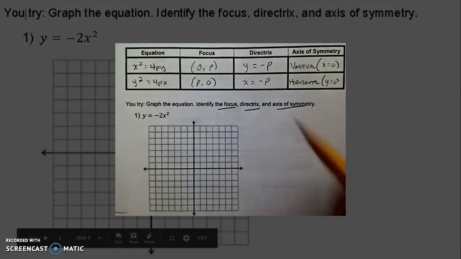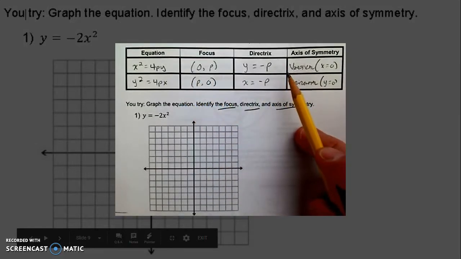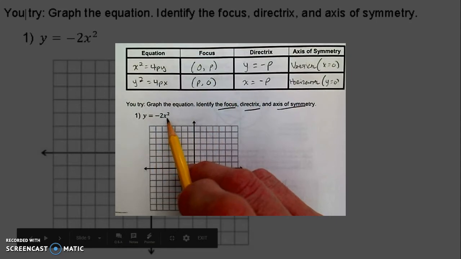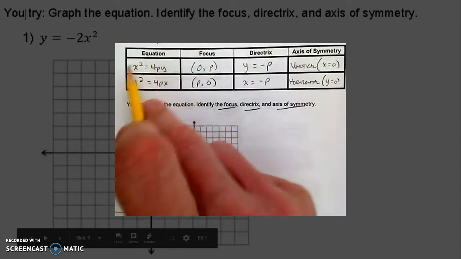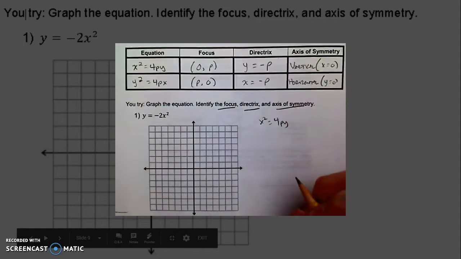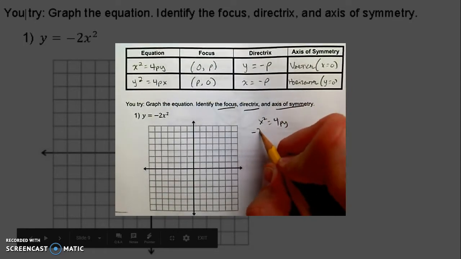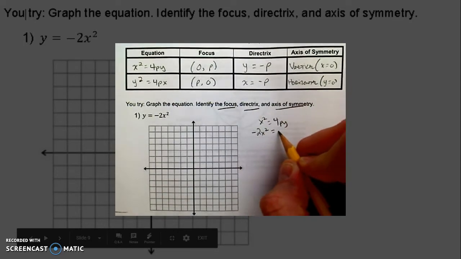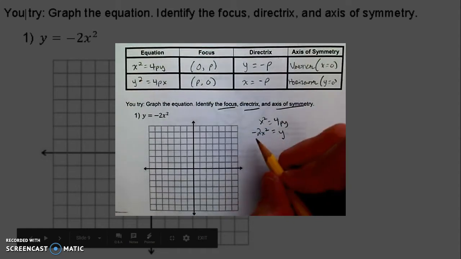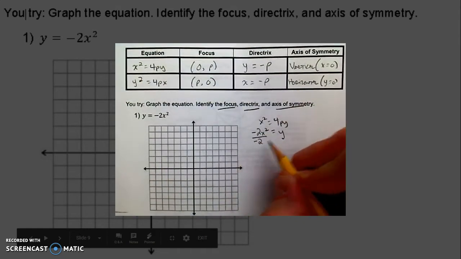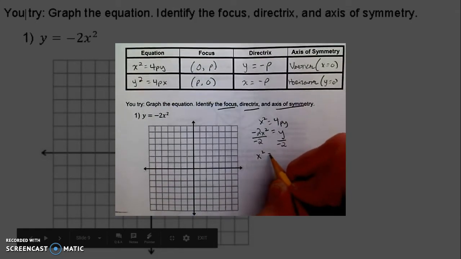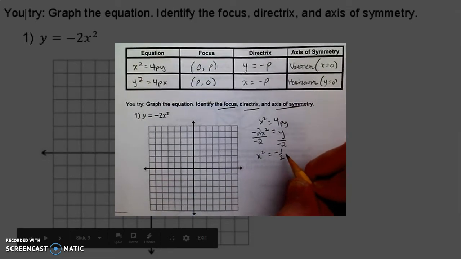And so it's a really good idea to keep your table handy at the top so you can refer back. So I've got the equation y equals negative 2x squared. And I look here and I see x squared equals 4py. So I'm going to use that as my form. So now I have negative 2x squared equals y. I want to get this solved for x squared. So let's do that. Divide by negative 2, divide by negative 2. So x squared equals negative 1/2 times y.